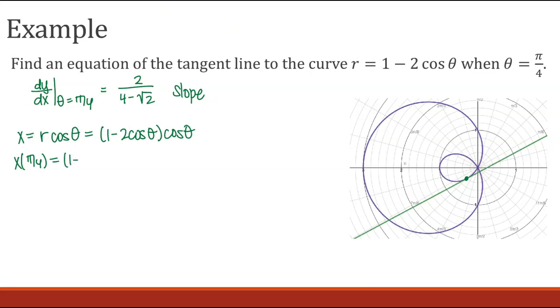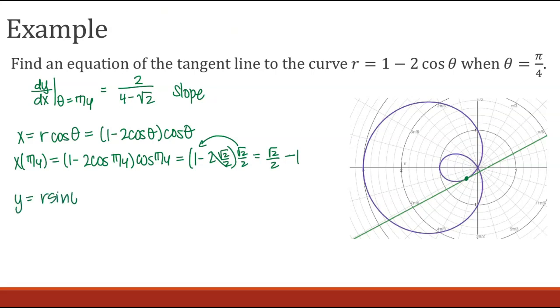So we have 1 minus 2 cosine of pi over 4 times cosine of pi over 4. So 1 minus 2 times rad 2 over 2 times rad 2 over 2. So here, if I go ahead and distribute in, I'm going to end up with radical 2 over 2 and then minus 1. So that's the x coordinate, and then we'll do the same thing with y.